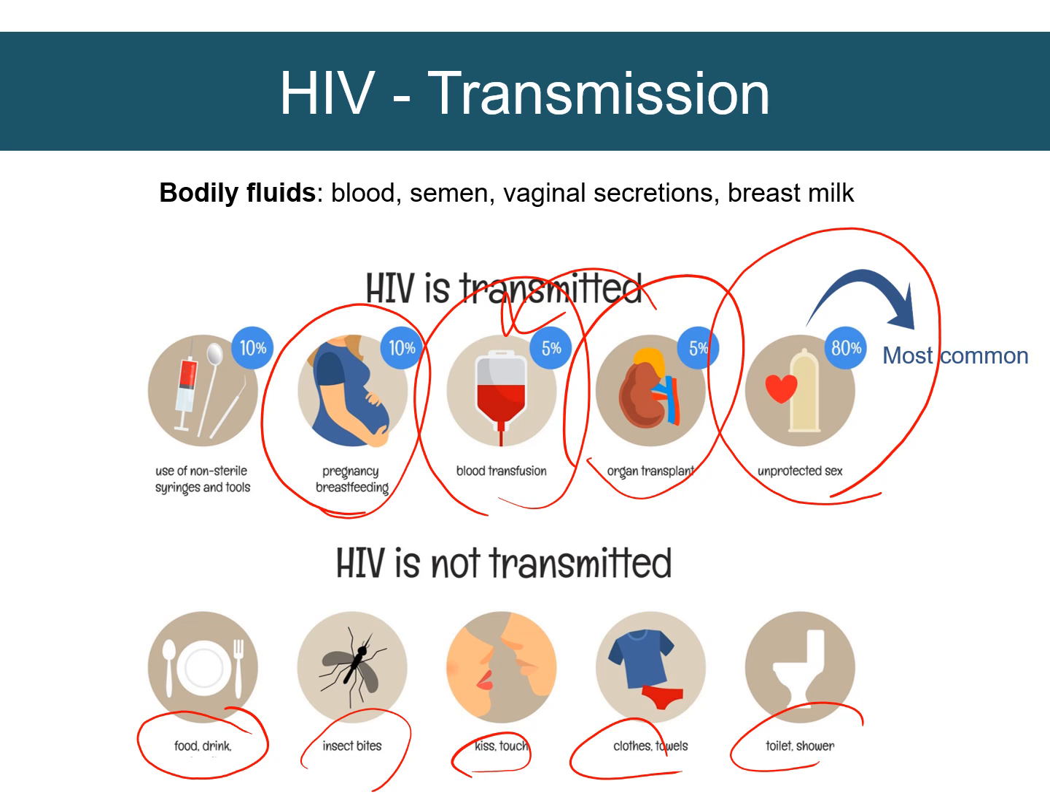So unprotected sex is considered preventable. Of course, nurses, we're all about prevention. So you can start thinking, okay, how do we prevent HIV?